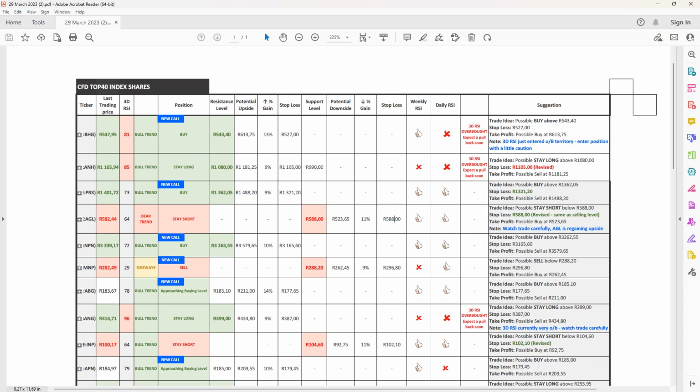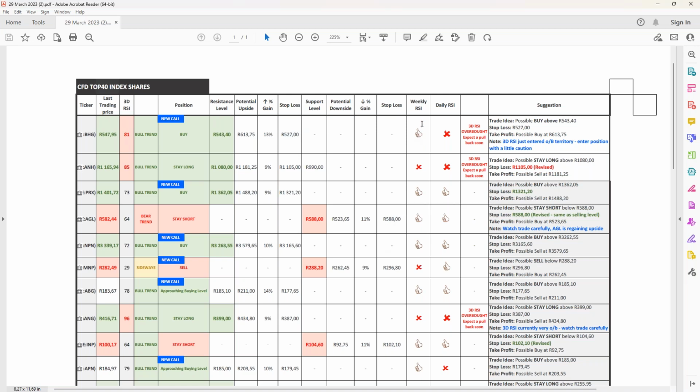Now, usually if you're trading through IG or through Nedbank or through Standard Bank, they will either ask you for a percentage value or a rand value. So obviously you're just going to use the rand value instead of putting a percentage in. So for AGL, we put in 588 as our stop loss. And then for instance, BHG, we put in 527 for your stop loss. You're just going to use those values for your stop losses.